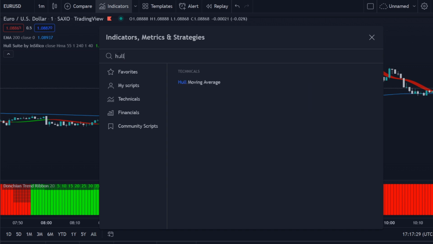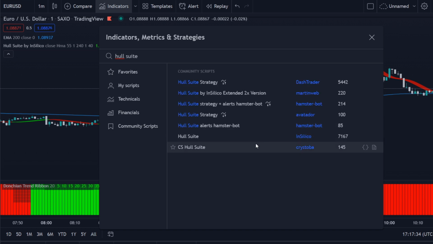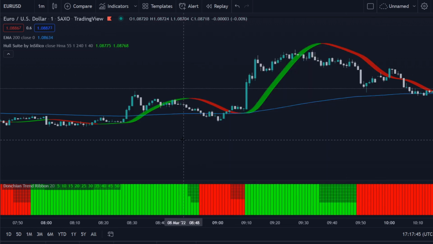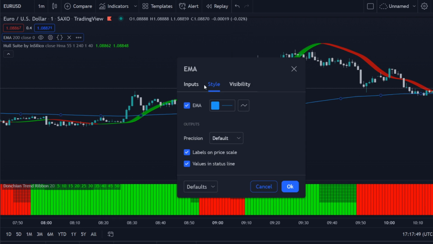And then we are looking for the Hull Suite. Over here we are looking for this one by InSilico, so make sure you definitely use this one over here, the Hull Suite by InSilico. This is what you will see, but we need to adjust the settings first.